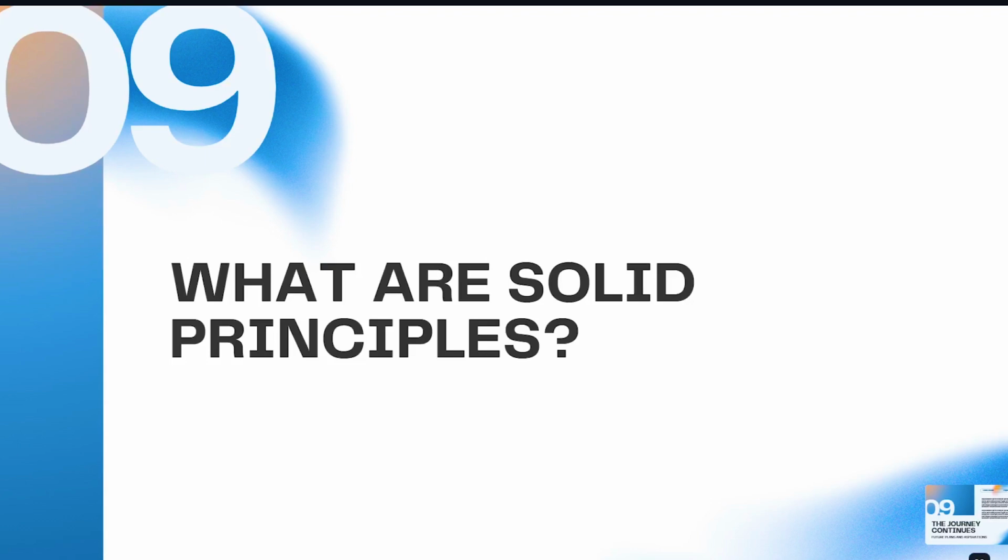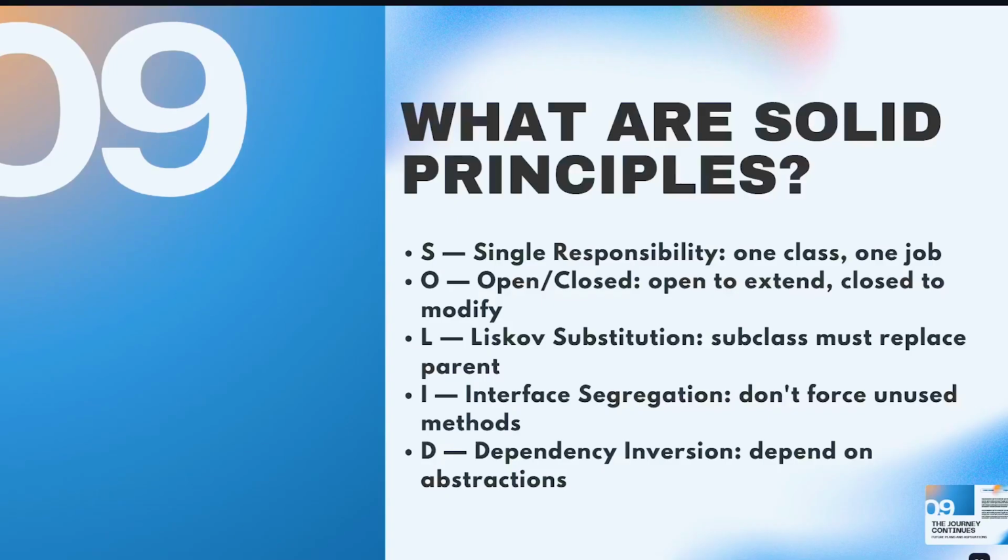The second word, O, stands for open closed principle. What does it mean? It means open for extension, closed for modification. If you have a discount service and you need to add a new discount type, you should not edit the existing class. Instead, create a new class that extends it. This prevents breaking existing working code. So how can we achieve it? Use interface and inheritance. So new behavior will be equal to new class, not an edited old class. This is the open closed principle.